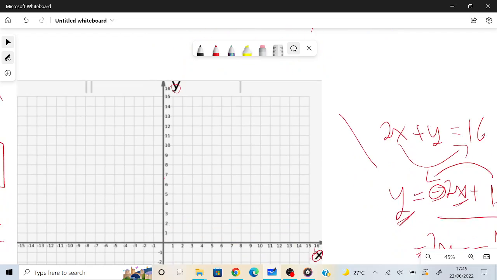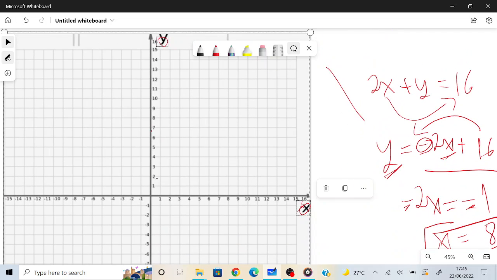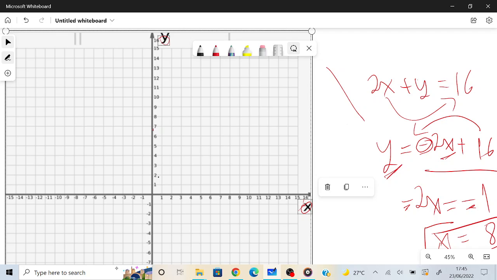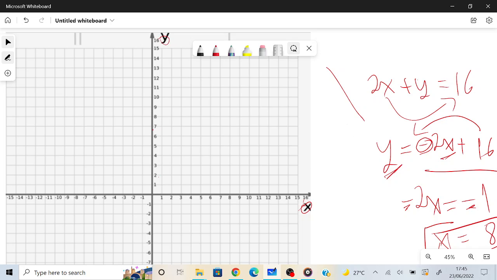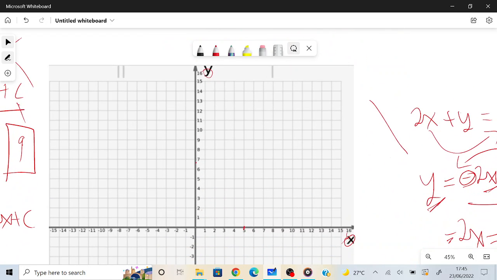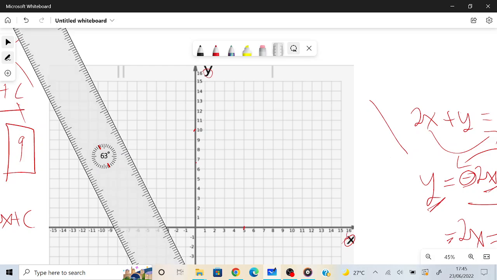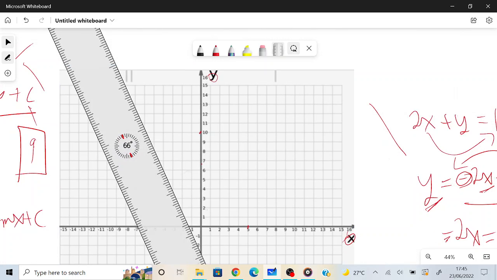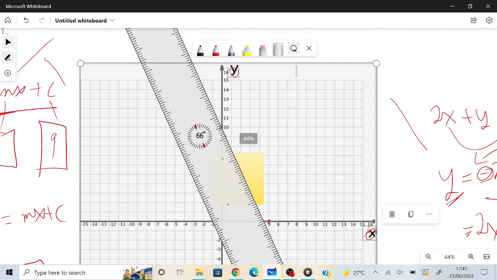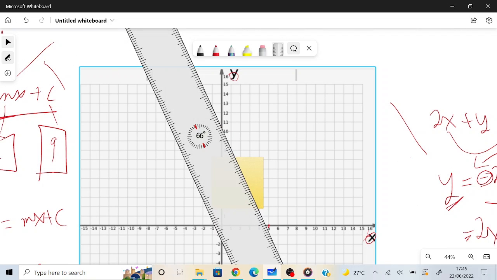Now, plotting this on the graph, 5, 0 is somewhere there. Yep, somewhere there. And the other point was 0, 10, which is somewhere there. So, taking a ruler, you can do something like this again. Just make sure it's as accurate as possible.